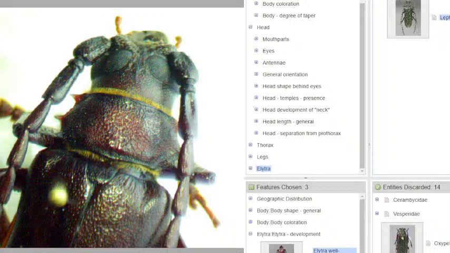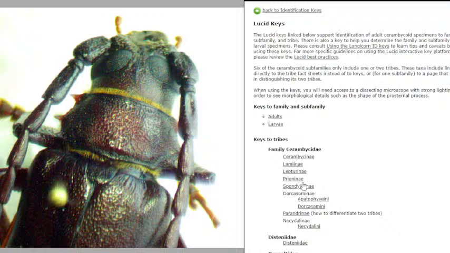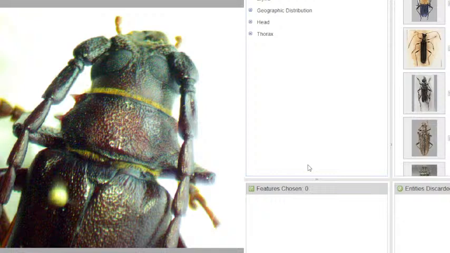I believe that there's another Lucid key for the Lepturinae subfamily. So let me go check. Lepturinae. Aha! All right, so we've got it in the subfamily, and now we are going to get it down into tribe. So tribe is going to be the next breakdown in longhorn beetles. We'll just shrink this back down to where it was so that you guys can see where we're going.